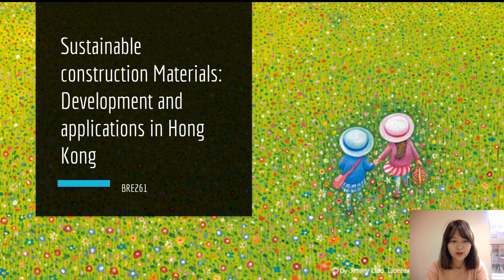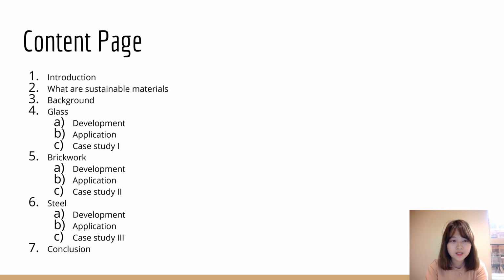So today we are going to present a topic of sustainable construction materials. I am Koi and they are Hay and Bowie. This is the content page. We'll first give a brief background to the sustainable materials and then have the development, application and case study discussion with reference to the glass and brickwork and steel.